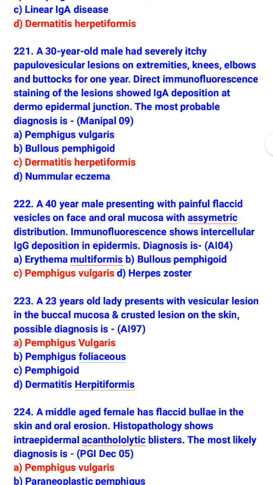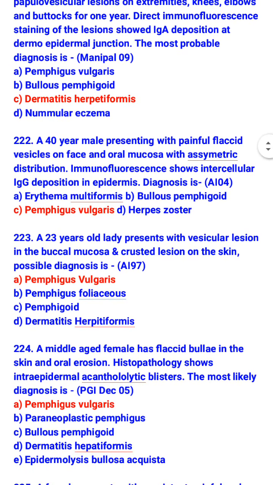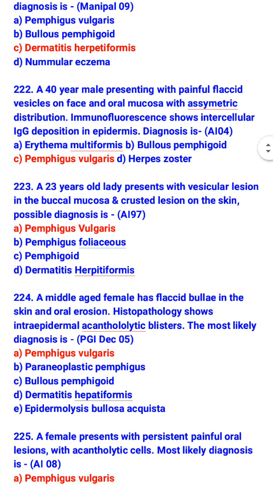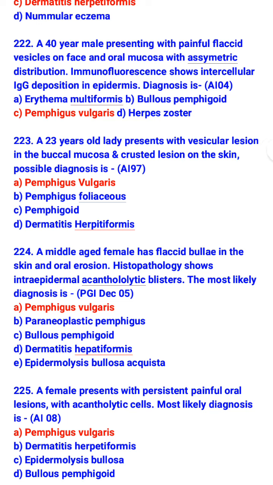A 40-year-old male presenting with painful flaccid vesicles on face and oral mucosa with asymmetric distribution. Immunofluorescence shows intracellular IgG deposition in epidermis. The diagnosis is pemphigus vulgaris. A 23-year-old lady presents with vesicular lesion in the buccal mucosa and crusted lesion on the skin. The possible diagnosis is pemphigus vulgaris.